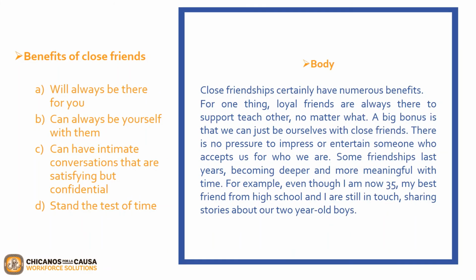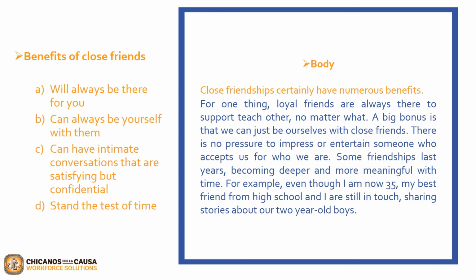Section 1 of the outline focuses on the benefits of close friends, which is the first sentence of the paragraph. The paragraph is informing the reader about the benefits of having close friends, such as loyalty, support, and being yourself, among other things. Notice that the writer added a personal experience with a relationship with a close friend. The next body paragraph will consist of the benefits of acquaintances.